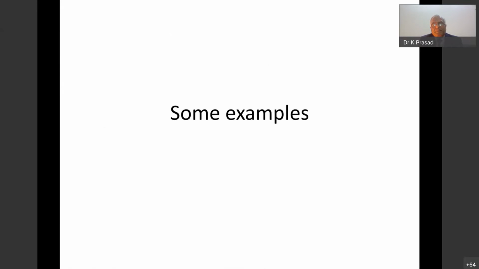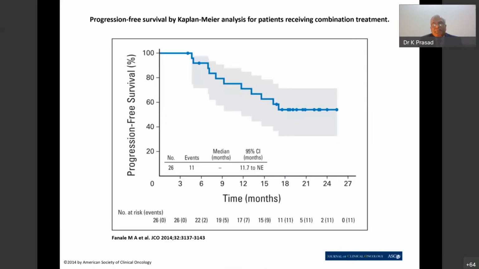Let me take some examples to make things clear. Now this is one example, an example to show that there is a confidence interval around every survival analysis. And as you can see, the circles are people when they are being censored. But whenever a person dies or has the event, then there is a step.